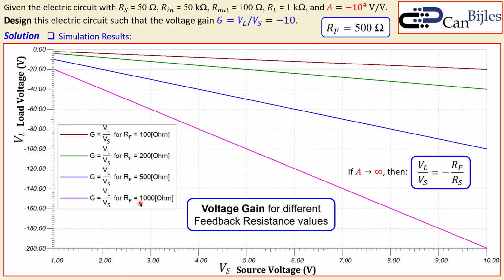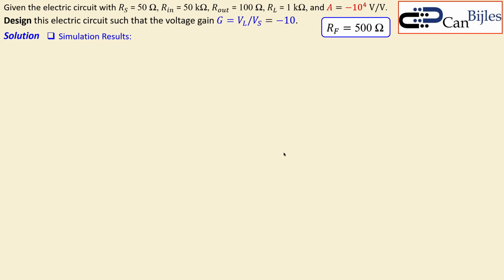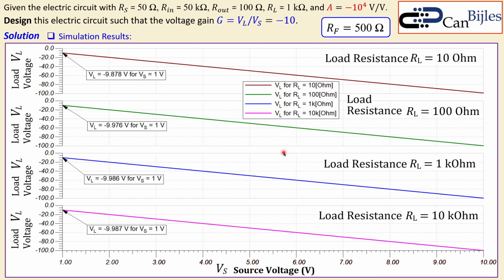And since the pink is 1000, if I substitute here 1000 over 50, I get minus 200. So that means 5 volts times the gain here, which is then 1000 over 50 is 20, so I will get then minus 100 volts. So this is again a proof that this ratio is correct, not only for this specific value of RF of 500 ohms. Let's also look at the result when we now change the load resistance.